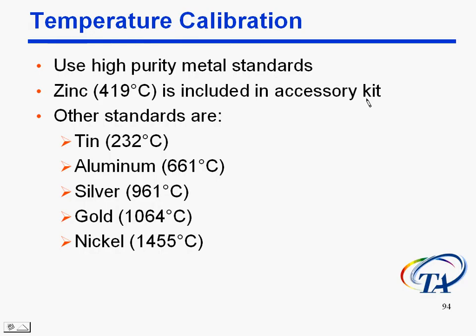Now, temperature calibration. You want to use high purity metal standards for temperature calibration. Zinc is included in the accessory kit, and that zinc melts at 419. But there are other standards that you could use, like tin, aluminum, silver, gold, and nickel. Nickel is right up there at the end of it, but this instrument will look at 1500. But all these others are well within the range of what the instrument will cover.